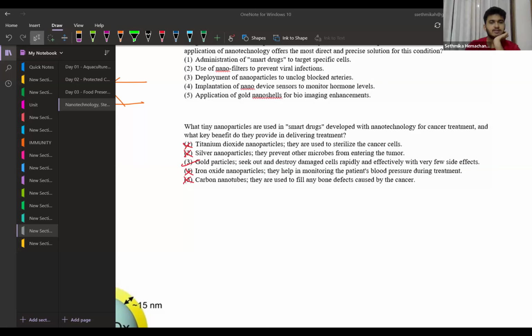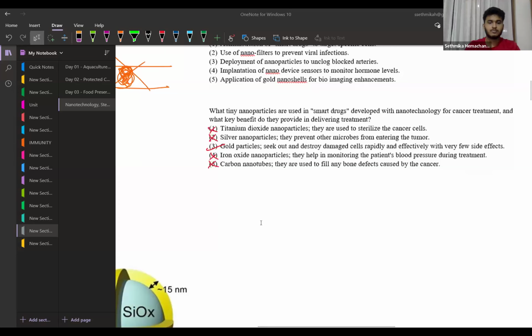Right. So again, try to remember the applications, and that will be really helpful. Okay. So in the 2022 structured essay, what have they asked? They have asked what are known as nanoshells, and to say two uses of nanoshells. So that was a structured essay question in 2022.